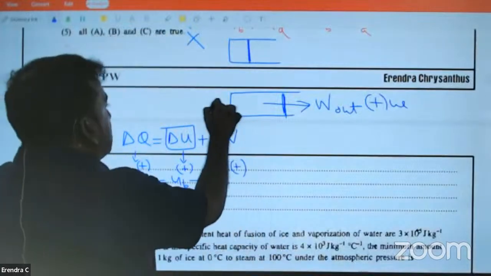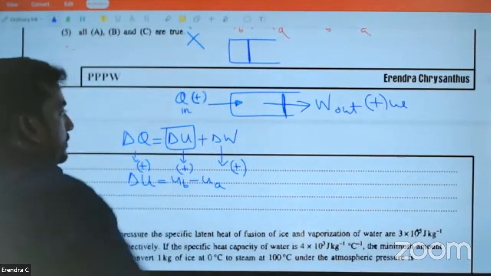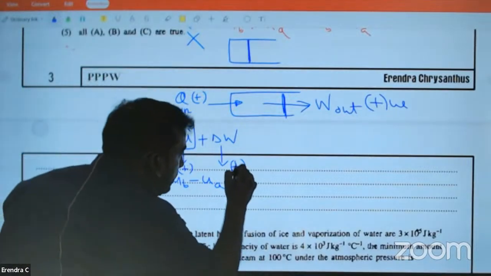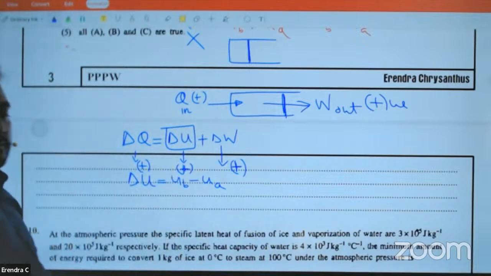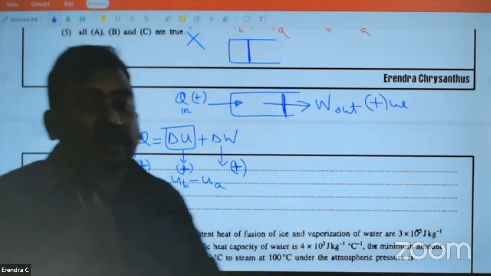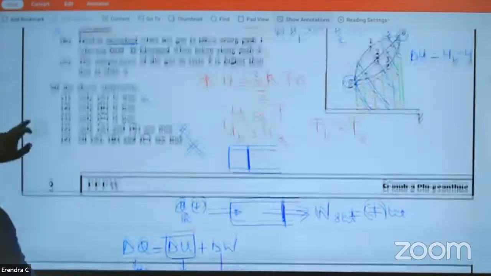What do you mean by delta Q positive? Delta Q positive means heat input. So in all three processes, work is positive, delta U is positive, and therefore delta Q is also positive. Delta Q means heat input. Right. Now let's go back.